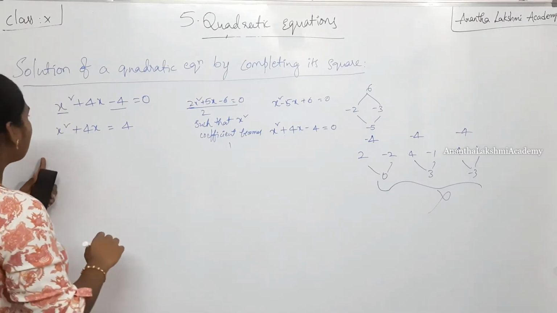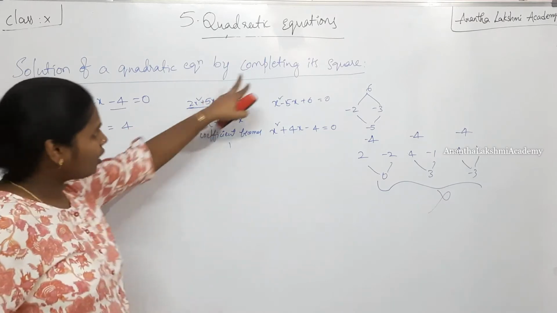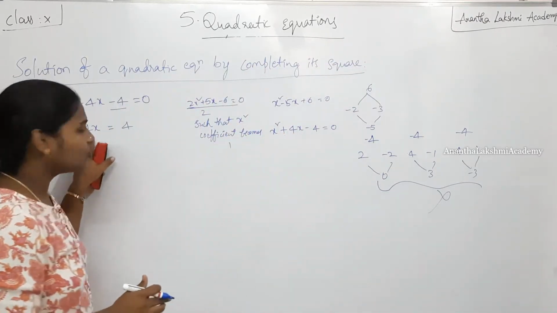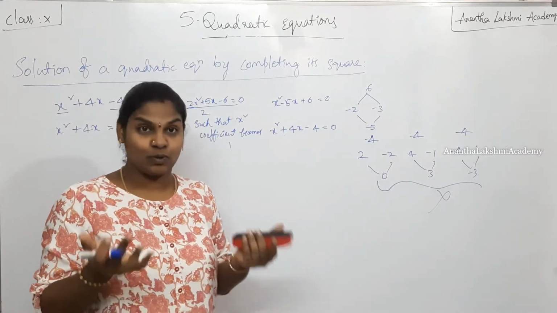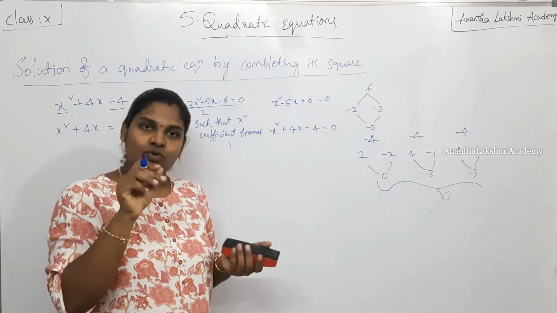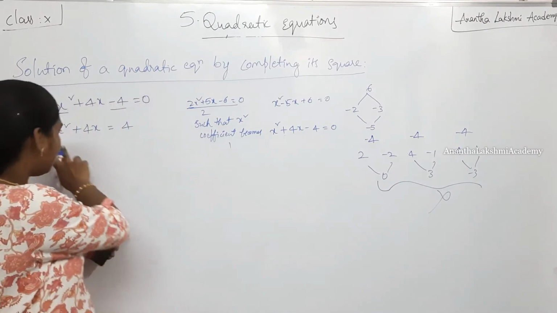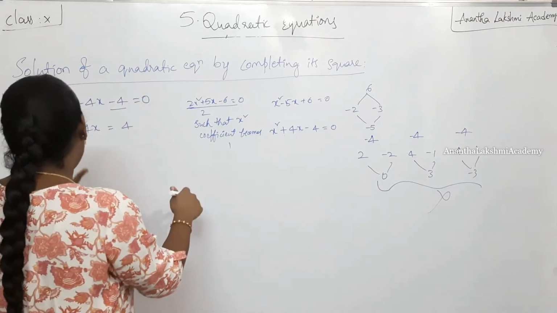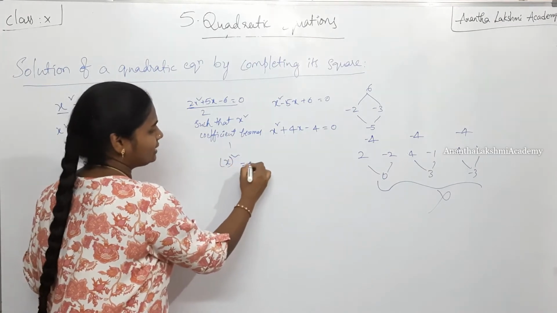Alright, now as the concept suggests, completing its square, I want the left side to be in the form of a square, in the sense of a plus b whole square. Because if you do x square or 4x square, we don't get any equation as such. When you do a single term square, like x whole square, it is x square itself.